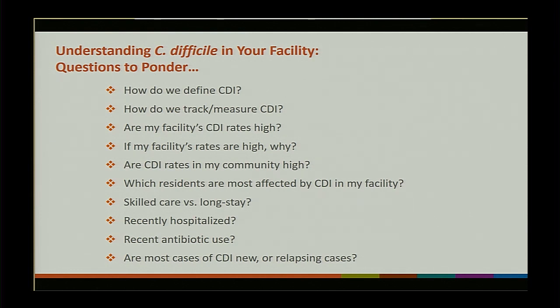So if you're thinking about, do I need to implement C. difficile surveillance in my facility? Here are some things you can kind of think about, maybe talk to your committee members when you're trying to decide if this is worth your time in surveillance or not. How do we currently define CDI in our facility? Do we have a definition for which residents truly have CDI versus not? How do we track or measure CDI? Do we know who has it? Do we know which pods or units they're on, which beds they're in? Are your rates high? Do you even know what your rates are? What about the community? Do you know what the C. diff is coming into your facility in the local community?